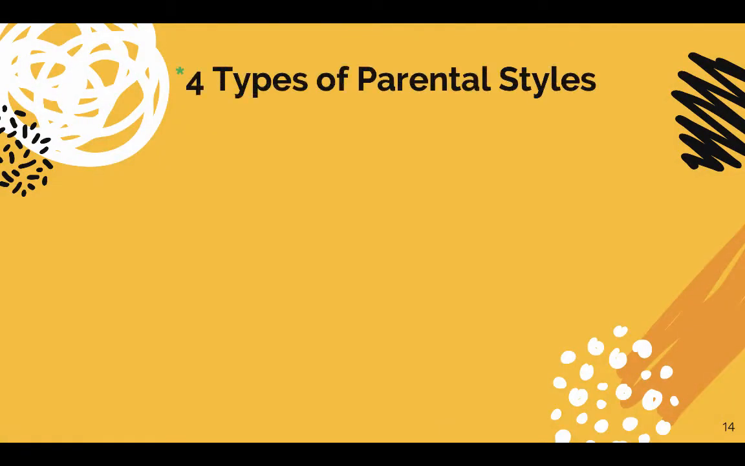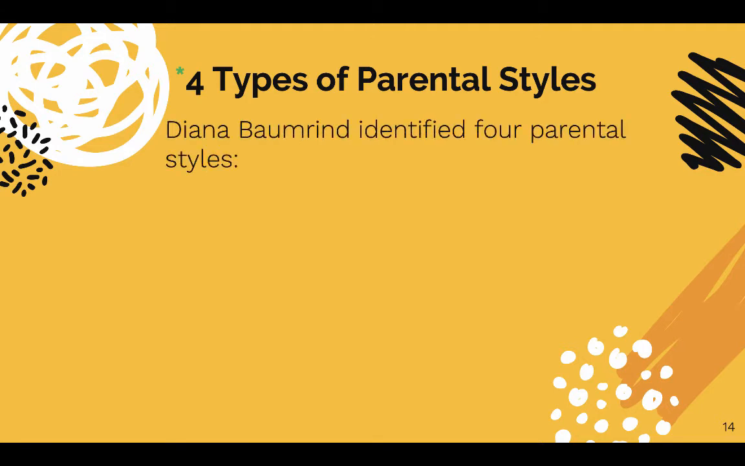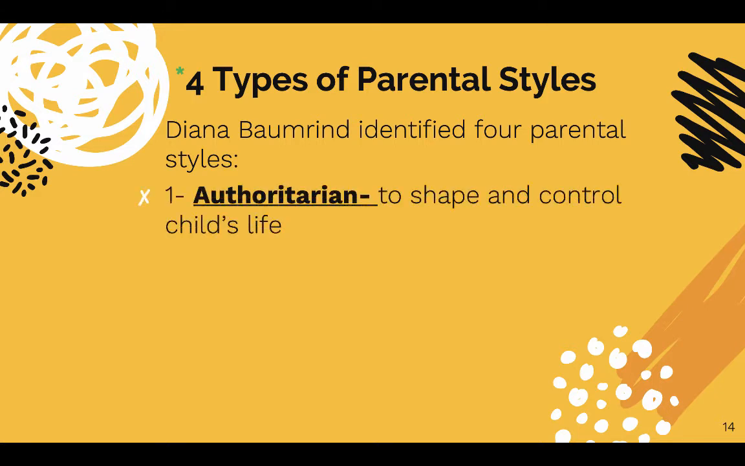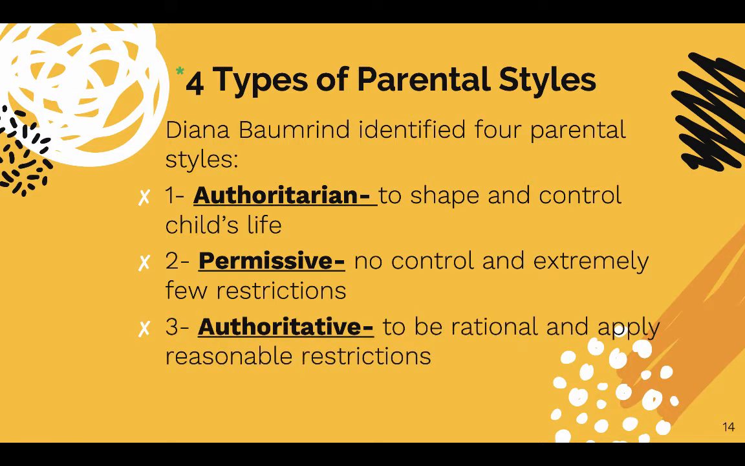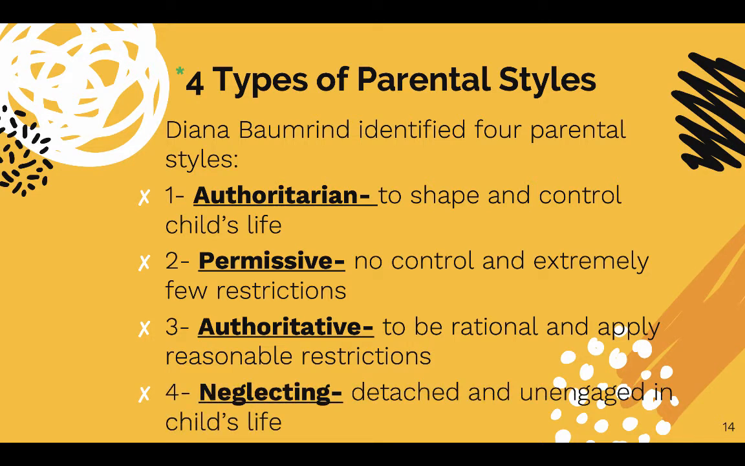Four types of parental styles, and we see that little green asterisk again. Diana Baumrind identified four parental styles. One, authoritarian, which is to shape and control a child's life. Two is the permissive, no control and extremely few restrictions. Three is authoritative, to be rational and apply reasonable restrictions. And four, neglecting, detached and unengaged in a child's life.